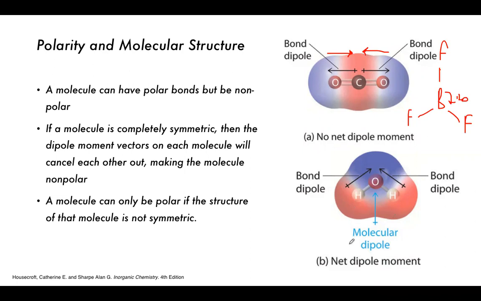However, water, as we've seen, has the bent structure. That's because of the lone pairs on the oxygen. From VSEPR theory, we know that water has this shape. And so the dipole moments generally point in the same direction, and so there will be a net dipole moment for this molecule.